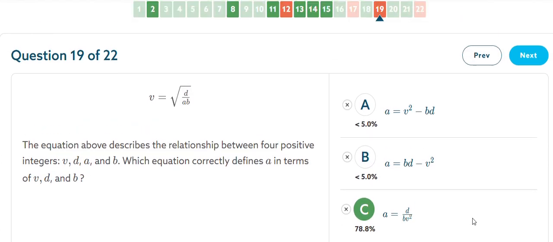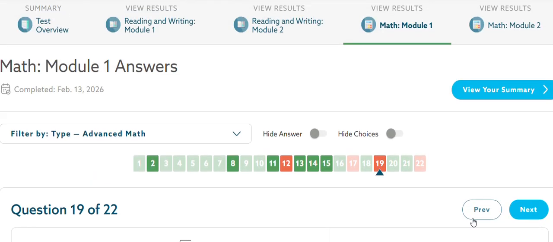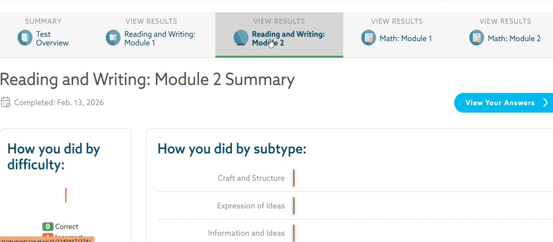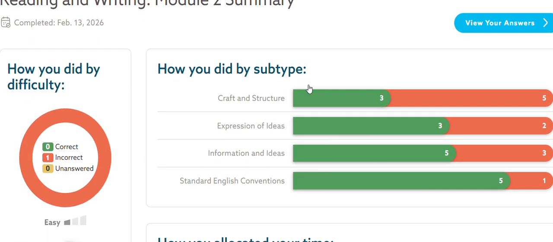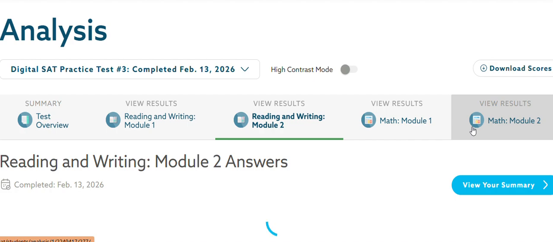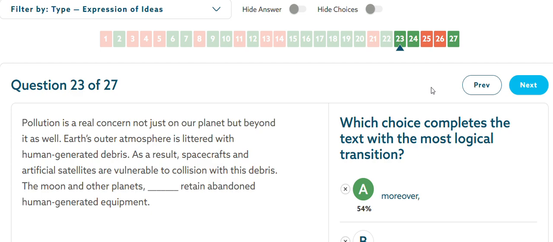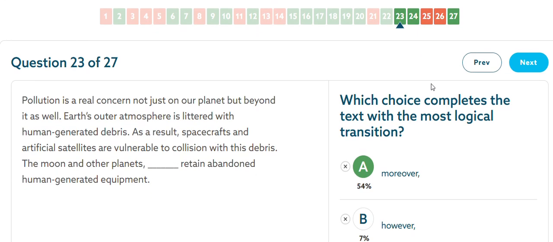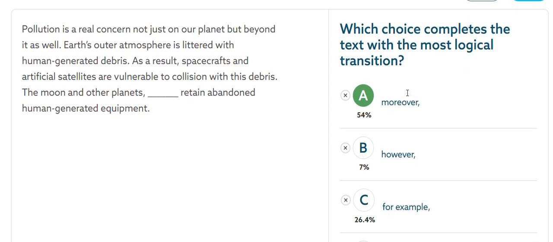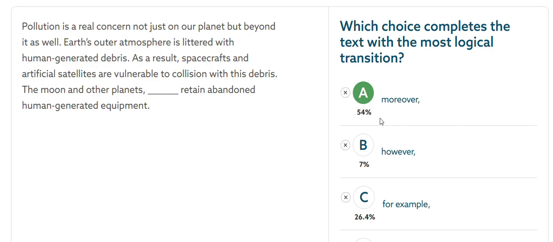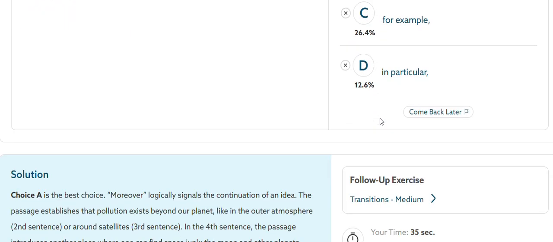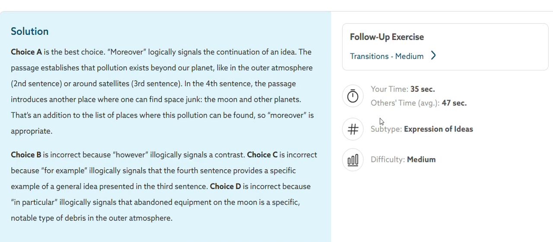This kind of analysis is available for both math modules as well as reading and writing. Again, I can filter by subtype, looking at expression of ideas, and I can see that the dark green are the expression of idea questions that I got right, and the dark red are the ones I got wrong. I can see that I answered this one correctly, along with 54% of other students. And then down at the bottom, I can compare the time I spent with other time, and I can also see an explanation of the solution.